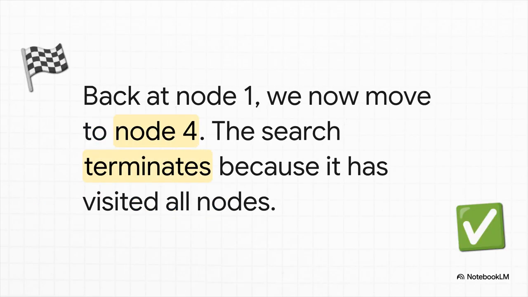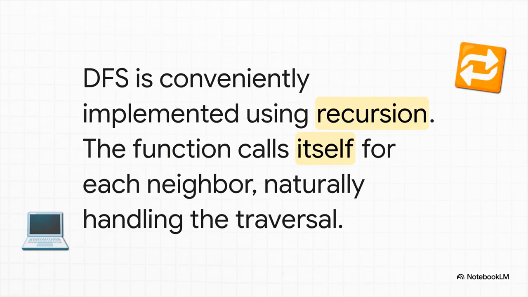So, we're back at node 1. The algorithm finds that last path we haven't tried yet, the one leading to node 4. It takes it, and that's it. Every node we can reach has now been visited. DFS is done.